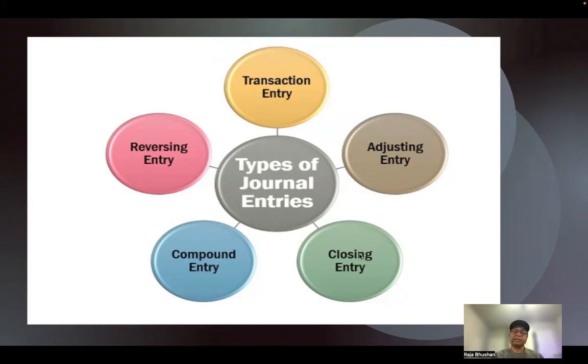Then closing entries are to make the income and expense accounts zero at the end of the month or quarter. Compound entry is where there may be one debit and multiple credits, or one credit and multiple debit entries, for the transactions that we'll be discussing there. And reversing entry. So what is reversing entry? When we recorded something wrong, we have to reverse that entry to account it properly. So basically that's all for the journal entries today.